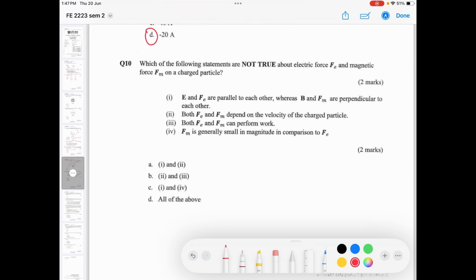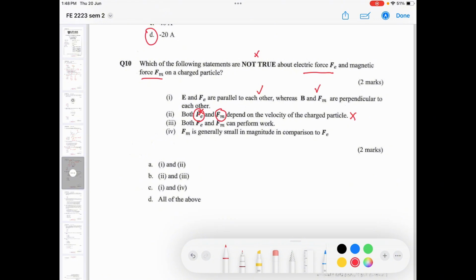Which of the following statements are not true about the electric force and the magnetic force? E and Fe are parallel to each other. This one is correct. B and Fm are perpendicular to each other. This is correct. Both Fe and Fm depend on the velocity of the charged particle. Fm depends on the velocity, but Fe does not, so this statement is wrong.